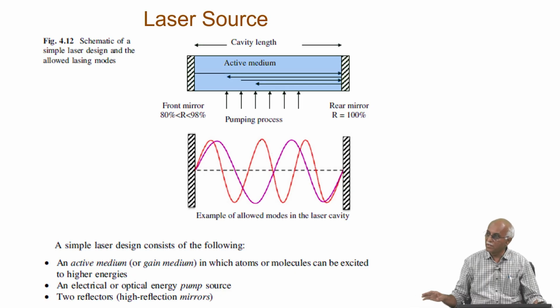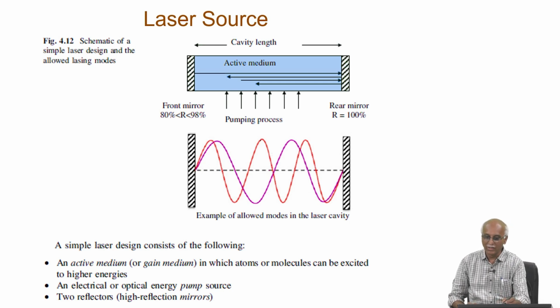Now you can understand, isn't it? Axial modes, what are these? You can see these two frequency axial modes: axial mode 1, axial mode 2, you can distinguish. Axial modes will depend upon the cavity length.